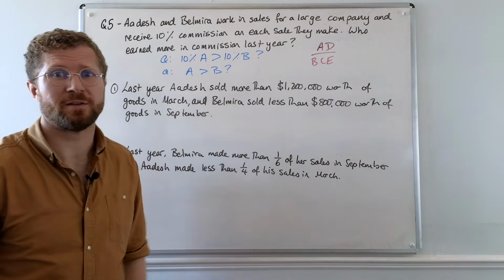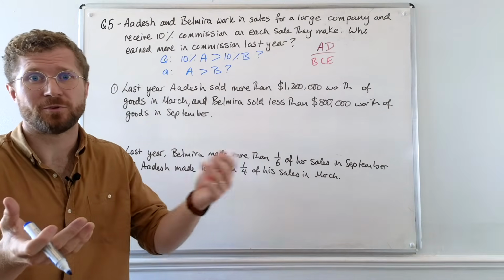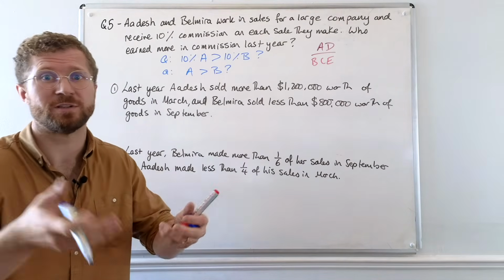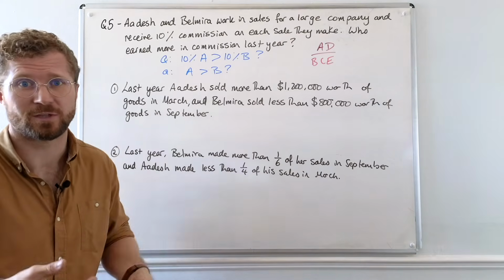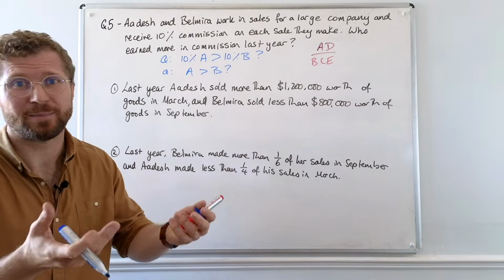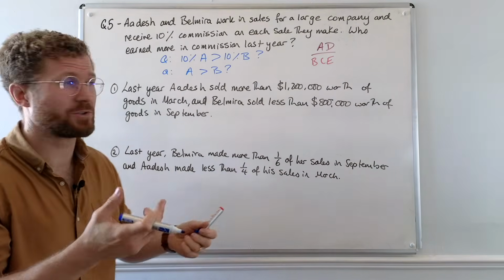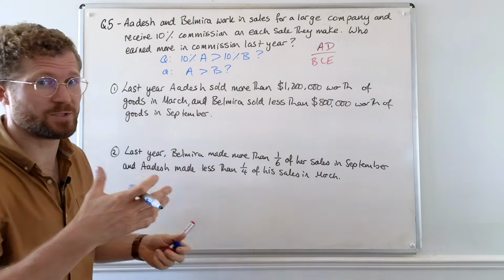So if we know the total of their sales, then we're just going to take 10% and that's what they receive as commission. So if Adesh sold more than Belmira, then he makes more commission. If Belmira sold more than Adesh, then she makes more commission. So this question is, while it's about commission, it's really about sales too. All right, so I can't push the question any further. Let's look at the information we can get from statement 1 and statement 2 and see where we go.